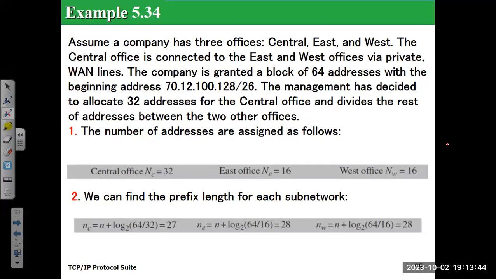That's another example. It's the same thing. Let me go over it quickly. So this company has a central office, an east office and a west office. The central office is connected to the east and the west. So you will have the main office, or central office, connected to the west office and to the east office. So east and west are not connected directly. We have to go through the central.